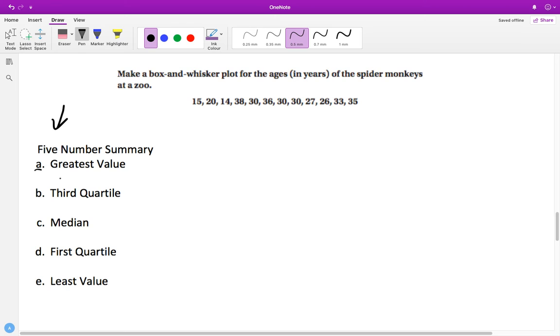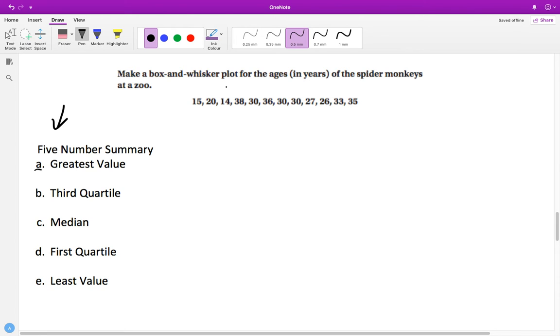Or if you want to write your least value first and go least, first, median, third, greatest, whichever way you want to go is fine, but keeping this order will keep it flowing numerically, meaning that it'll go in descending or ascending order. All right, but these are what we're going to do.